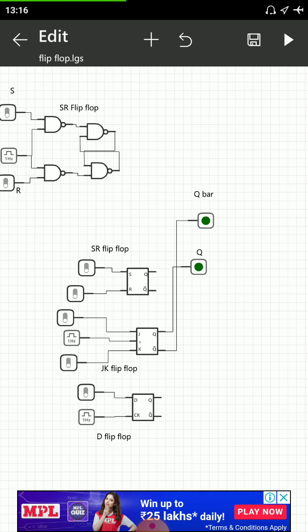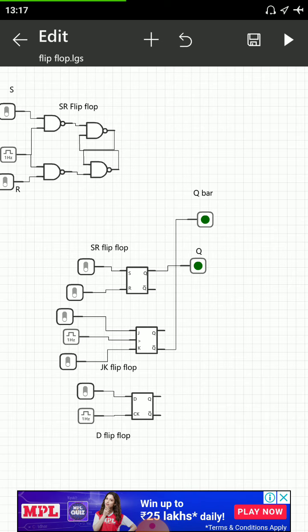For SR flip-flop, you can see there is an inbuilt block in this app. I have used that also, and I have made a separate circuit using 4 NAND gates. This is also an SR flip-flop. So we can verify the truth table with both the circuits. So let me first try this one. Connect Q to Q and your Q bar to your other LED. So now simulate this.